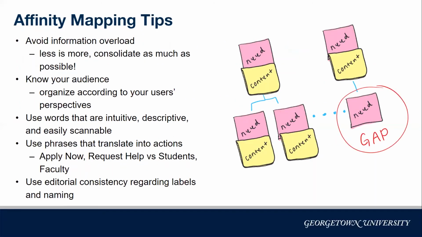Moving on now to some tips on affinity mapping and just some things to keep in mind while you are conducting this exercise. The first thing to note is to avoid information overload. And by this, we generally just mean less is more. This is a great tip to keep in mind when creating that sitemap using your affinity bucket. Typically, for your main navigation on your site, you want to avoid having more than 4 to 6 categories. The reason for this is because information overload can typically set in when there are more than 4 to 6 items, and your users might have a hard time choosing between a bunch of different options.